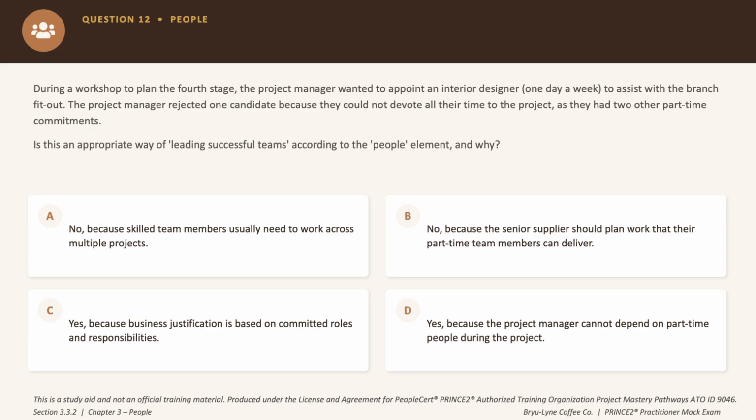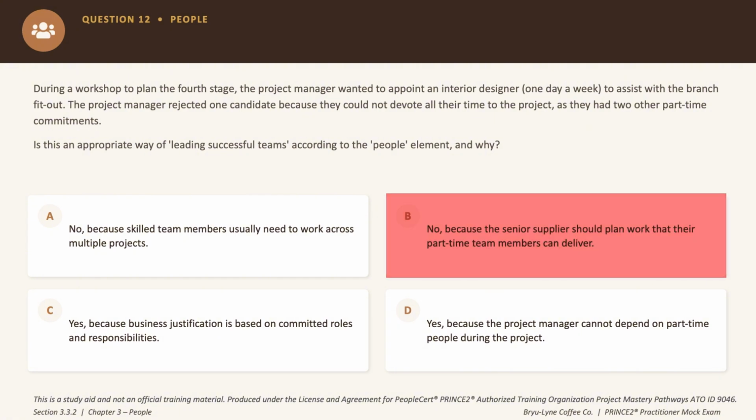Option B says no, because the senior supplier should plan the work as the part-time member can deliver. Now that is a misdirection because it shifts the responsibility for the rejection onto the wrong role, right? So eliminated. Option C says yes, because business justification depends on committed roles. Now that's mixing up the principles, because business justification is about benefits, costs, and risk, not staffing commitment.